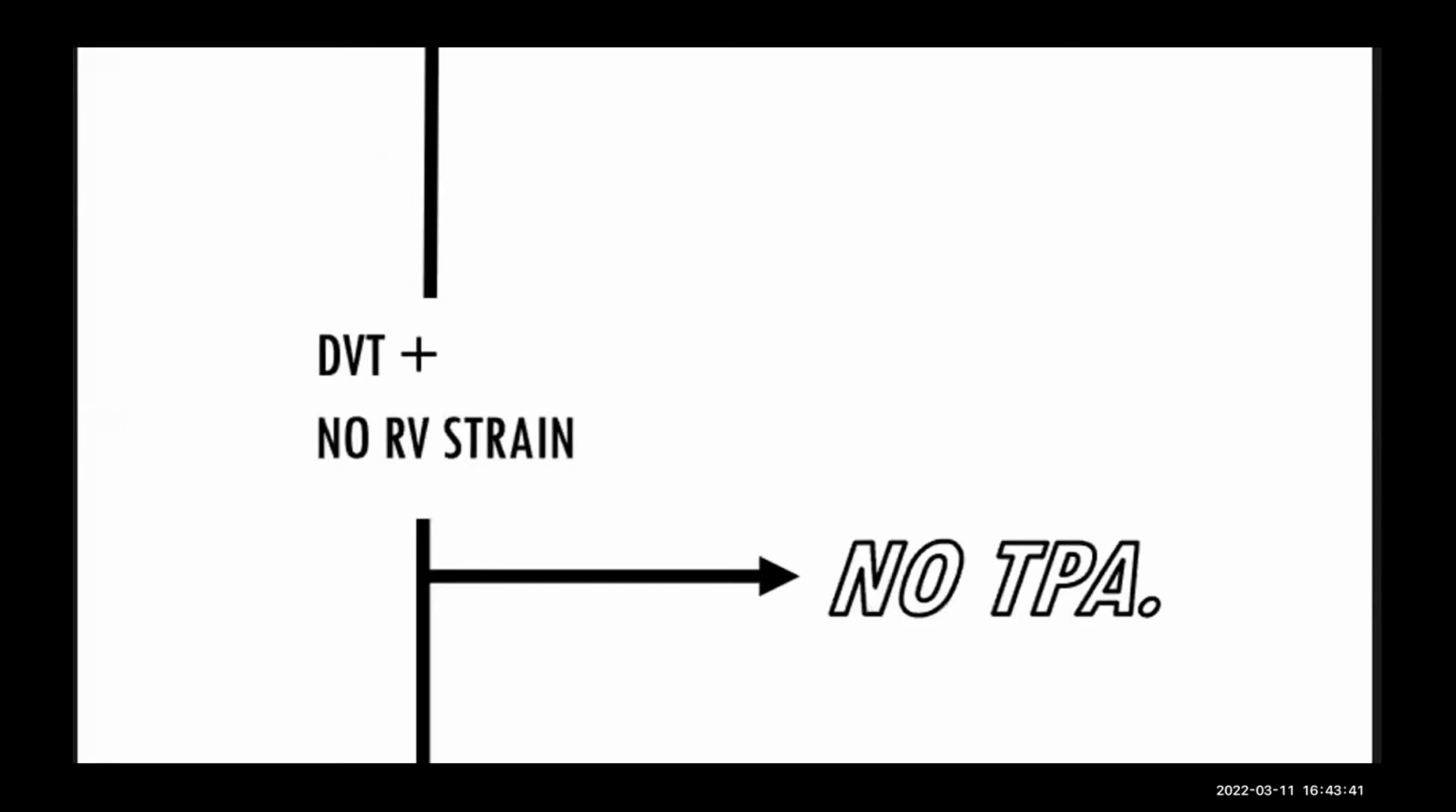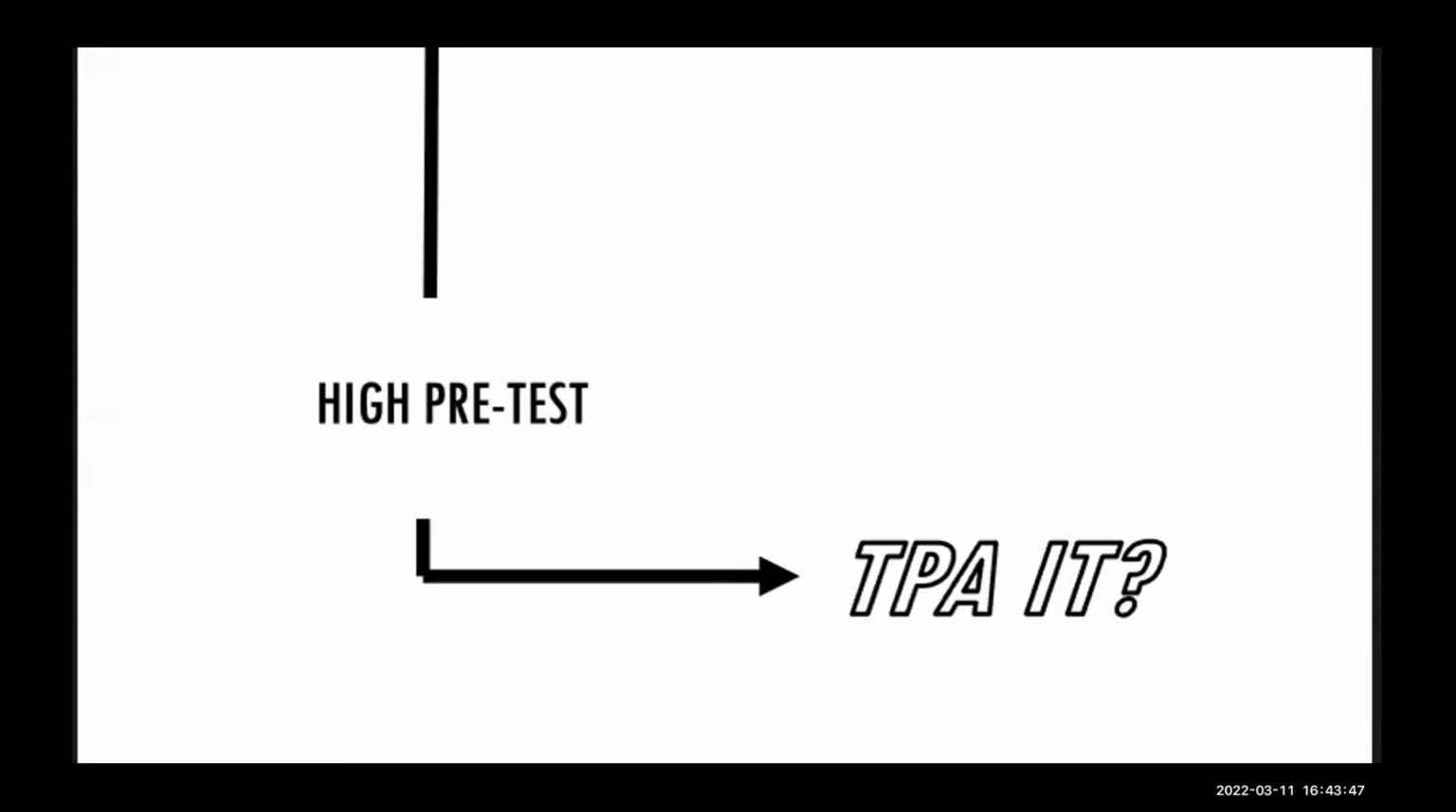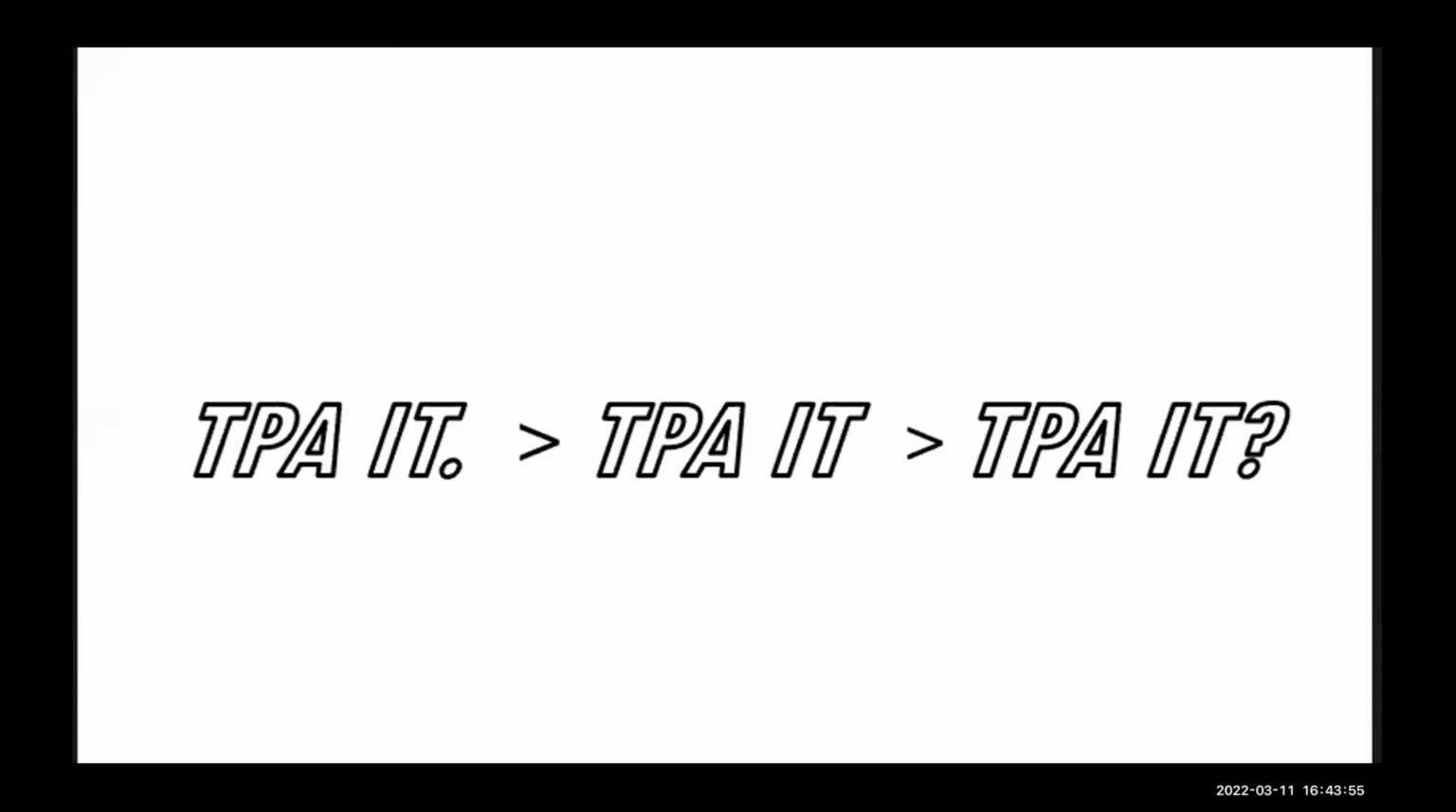Now, when you have a DVT plus no RV strain, I'm not giving TPA. And this begets the point that your pretest probability has a lot to do with empiric treatment of massive pulmonary embolism in cardiac arrest. So we have this spectrum, and obviously there's going to be some practice variation. What I've given you is my approach, and I believe probably the best way to make that diagnosis of massive PE in cardiac arrest, acknowledging that there is going to be some practice variation there.